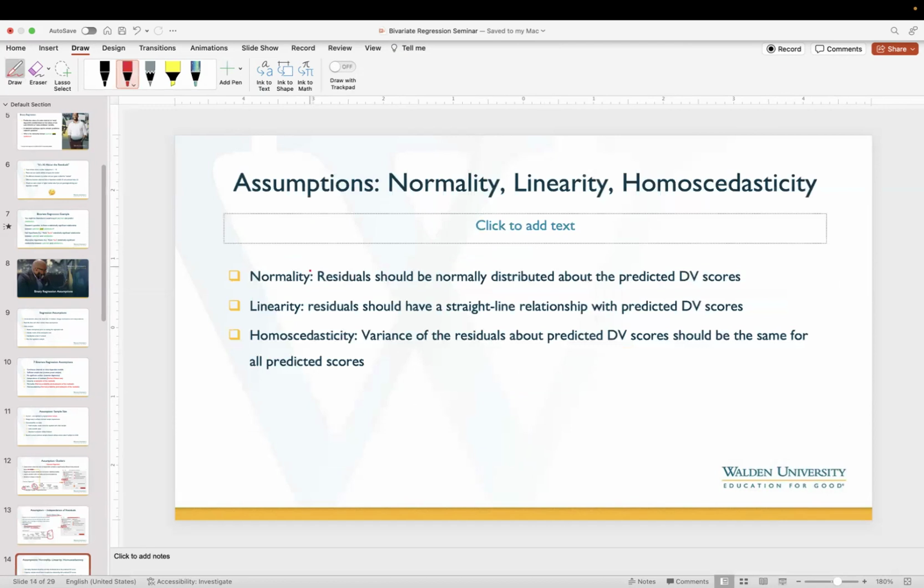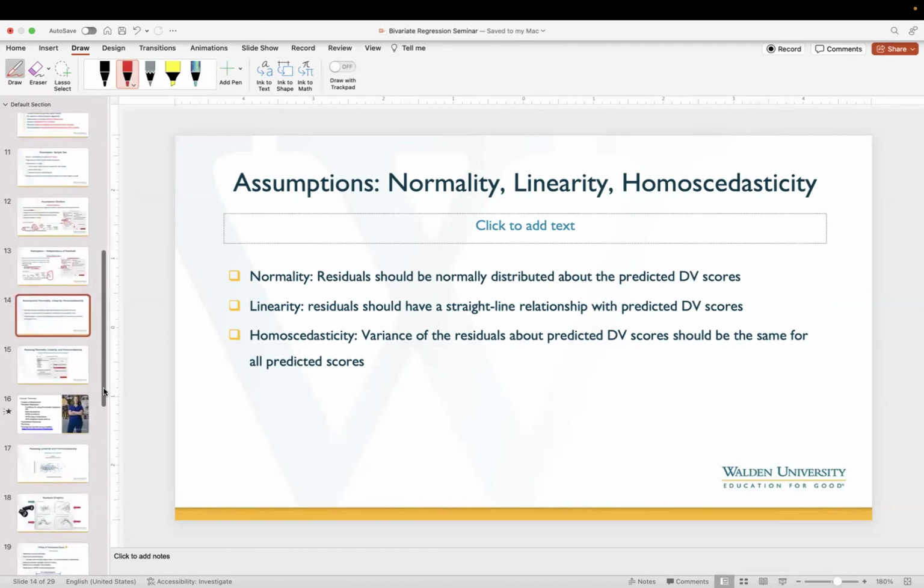Now, luckily, these next three, normality, linearity, and homoscedasticity, are all done with just one process, okay? And again, the residuals should be normal. Linearity, remember the residuals, and the variances of the residuals should be about the same. Now, what do we mean by that?